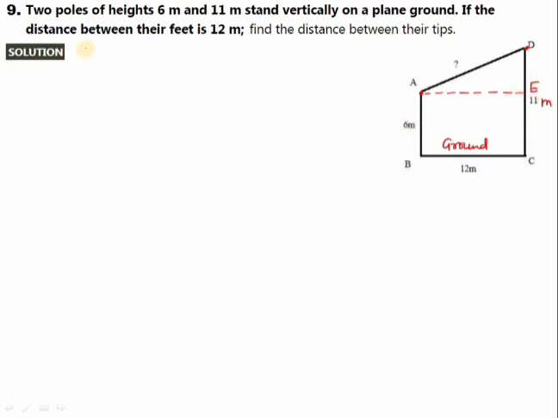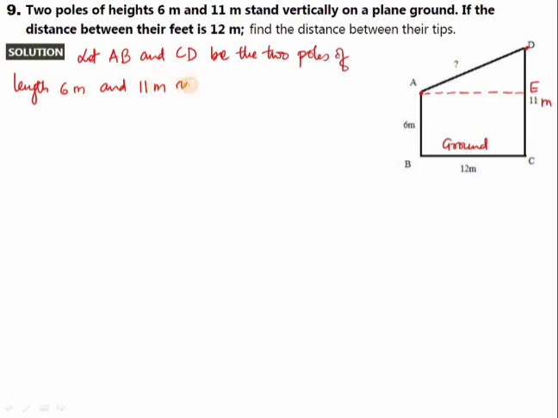Let me write: let AB and CD be the two poles of length. What is the length of AB? It is 6 meter. And what is the length of CD? It is given to be 11 meter, right? So I need to mention these. Therefore we have the distance between them, that is BC, equal to how much? 12 meter.